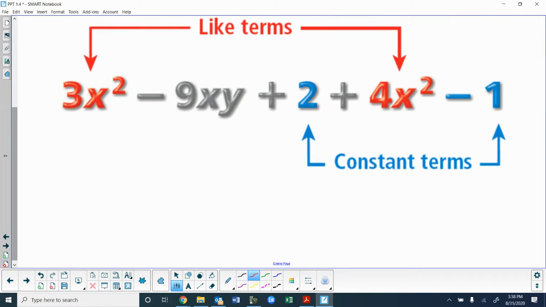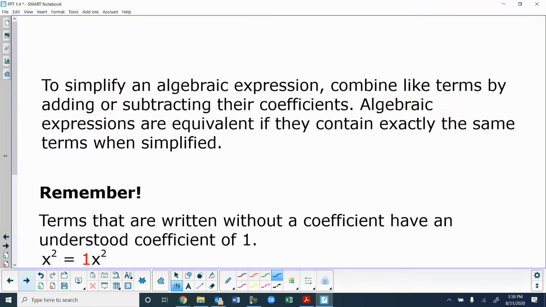So I would add the 3x squared and the 4x squared and get 7x squared. And there's only the one xy, so minus 9xy. And then 2 minus 1 would be plus 1. So we just simplified that algebraic expression by combining the like terms.